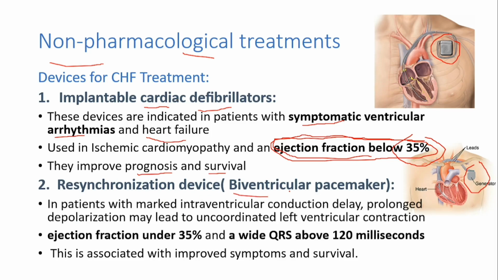Resynchronization devices are the biventricular pacemaker. A pacemaker is used when your heart is unable to contract properly, like there is bradycardia or there is intraventricular conduction delay and prolonged depolarization. So when the heart is unable to contract properly, and if there is an uncoordinated left ventricular contraction problem, you use the pacemaker. And ejection fraction under 35%, or the wide QRS complex is above 120, or three small squares. So then use a pacemaker. This is associated with improved symptoms and survival.